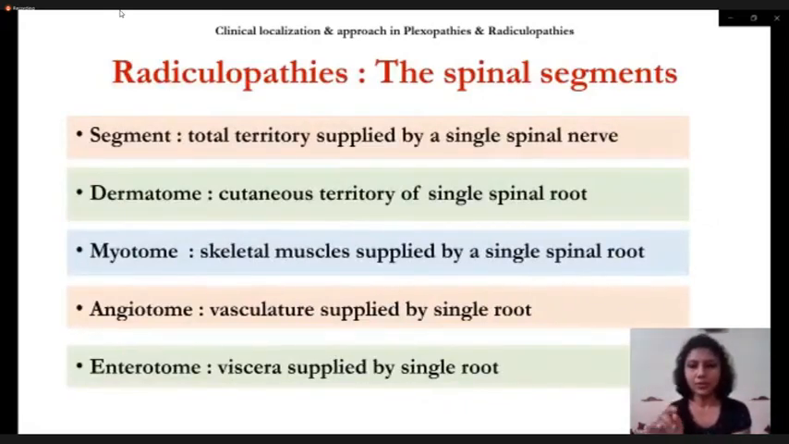Coming to the disorders of the roots or radicles, or what are called radiculopathies, the identification of lesions that affect single radicles requires a precise knowledge of the cutaneous regions that are supplied by a single spinal nerve root, as well as the group of muscles that are innervated by a single spinal root. These, as you all know, are referred to as the dermatomes and the myotomes respectively. In addition, in certain older literature, you could come across the angiotome as well as the enterotome. This knowledge is necessary in order to identify the segmental nature of the sensory and motor symptoms and signs.